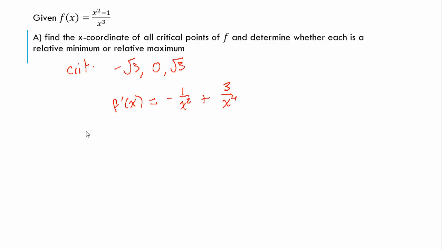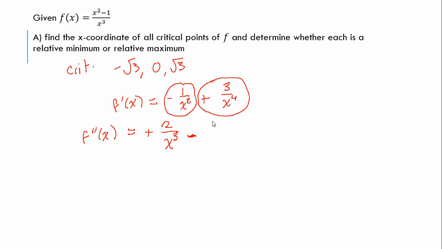Okay, so let's find the second derivative. So f double prime of x. We're going to use that same rule I taught you before. We're going to first deal with this guy. So we're going to change that negative to a positive, and we're going to take that 2 up to the top. 2, and that x squared turns into x cubed. And we're going to do the same rule for this guy. So that positive is going to turn into a negative, and we're going to take 4 up on top. 3 times 4 is 12, and that's going to be over x to the 5th.